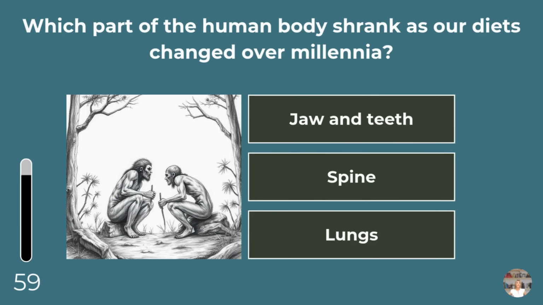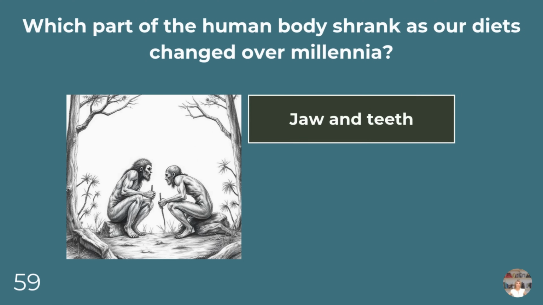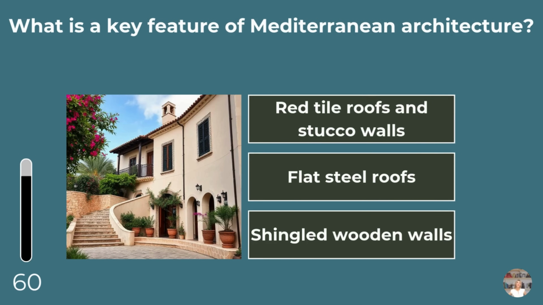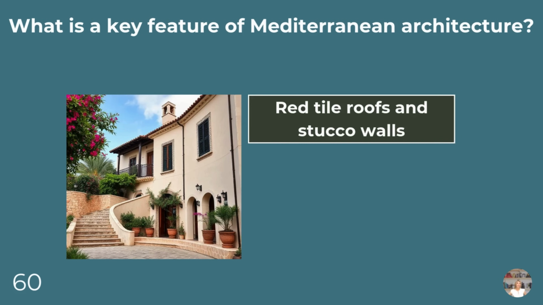Which part of the human body shrank as our diets changed over millennia? Jaw and teeth, the spine, or the lungs? Jaw and teeth. What is a key feature of Mediterranean architecture? Red tile roofs and stucco walls, flat steel roofs, or shingle wooden walls? Red tile roofs and stucco walls.